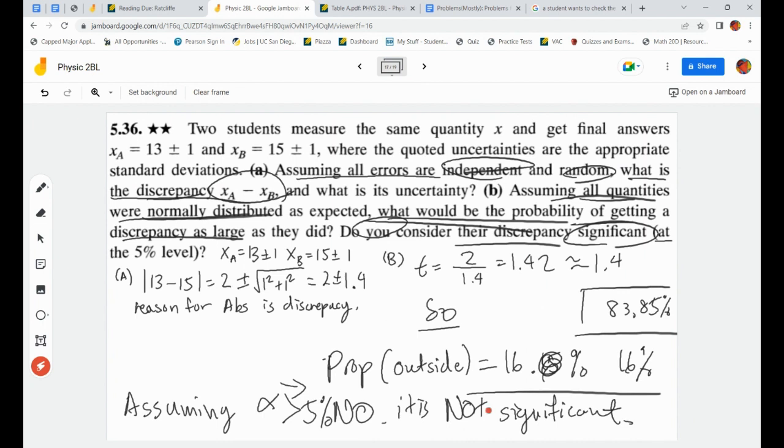So 5.36 is about the discrepancy, if I'm not mistaken. Yeah, discrepancy. What is uncertainty? So A is just getting the error, assuming all are independent and random. What is the discrepancy between these two? Which means basically the difference between these two that you can see from one another, which you can. That's why you need absolute value. It is in chapter 5. It talks about it somewhere, if I'm not mistaken. I don't remember where it talks about it, but you have.